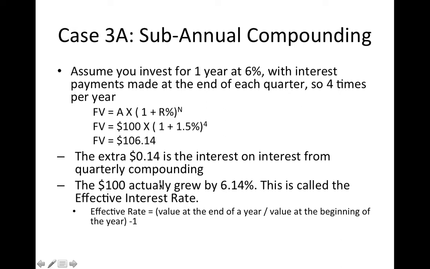Further, we actually wind up at the end of the period with $106.14, which means that our $100 over the year truly grew by 6.14%. And this is what we call the effective interest rate. And so rather than being a stated rate that you then divide by things, the effective interest rate is simply the amount you had at the end of the year divided by the amount you started at the beginning of the year.